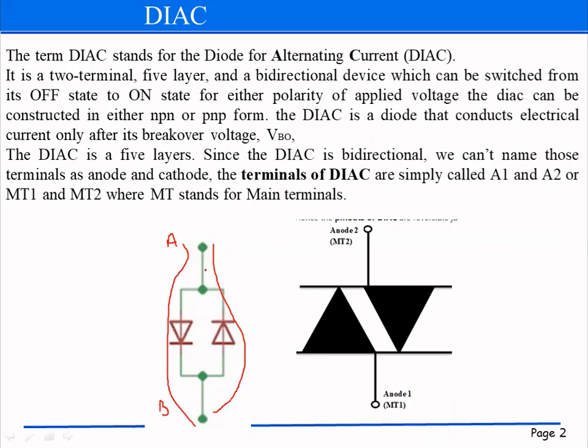And because this device is bidirectional, it has two terminals. One can be called A1 or A2, and mostly the names given are MT1 and MT2. That is main terminal one and main terminal two.